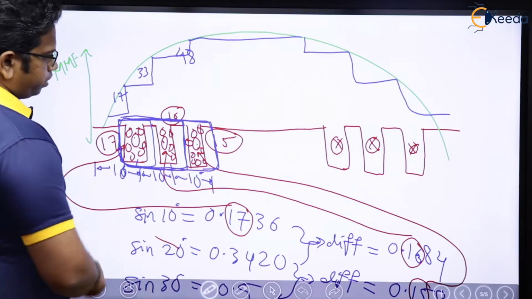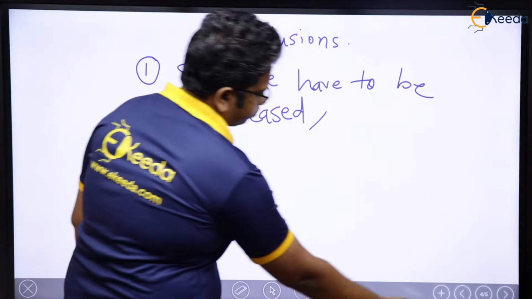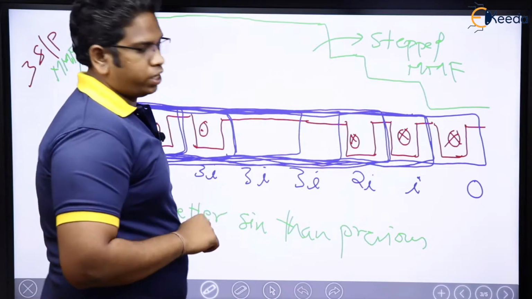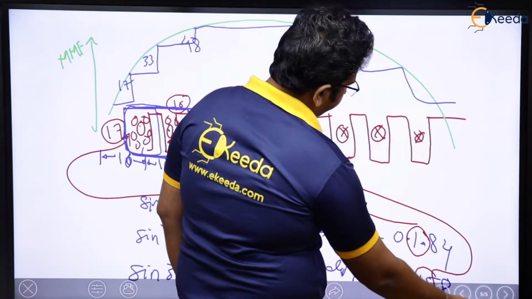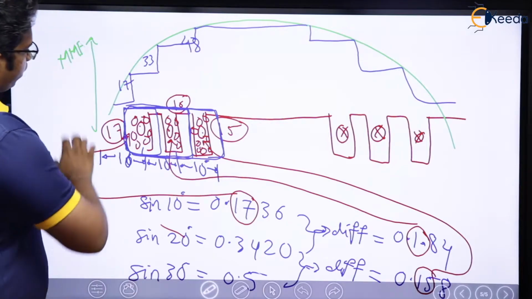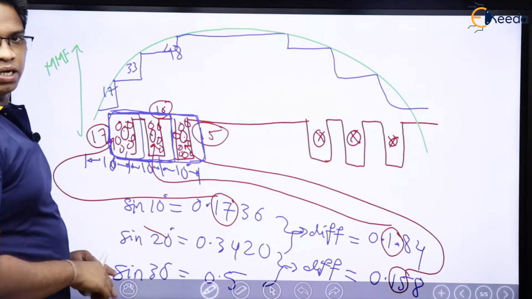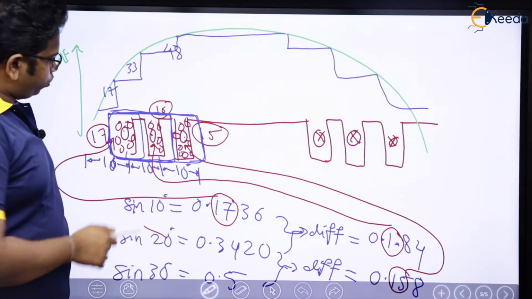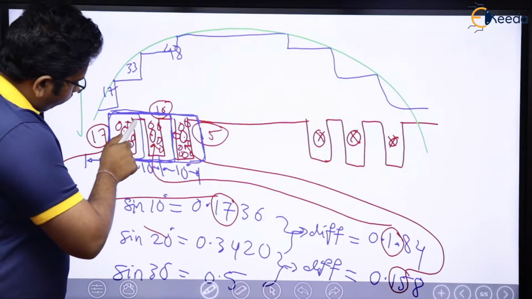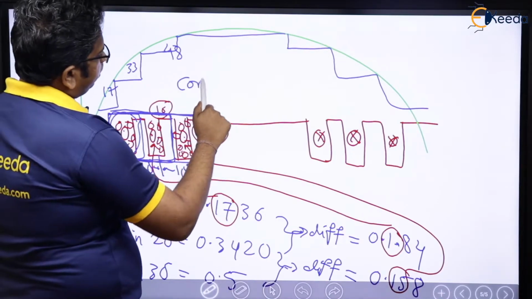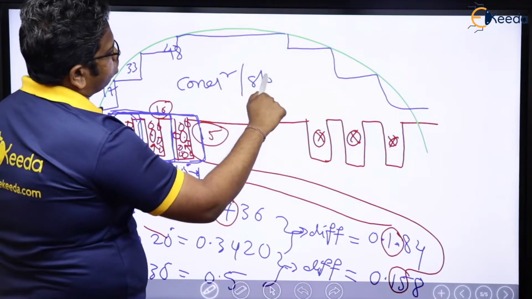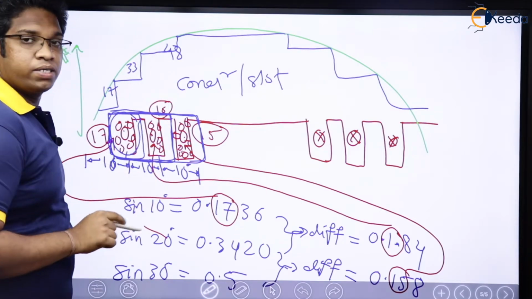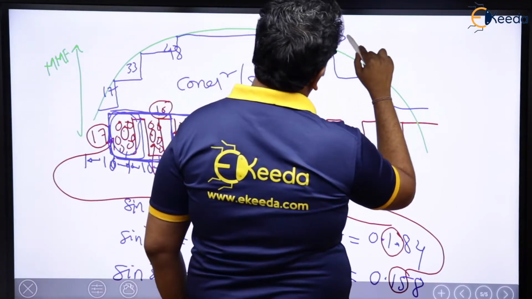So now please tell me, is it better than the previous? Better than the previous. Previously also you got a stepped MMF only. But now, what has happened here? You first imposed the sine wave. And then by using the sine function, you actually found out how many conductors should be there per slot. Conductors per slot, you identified it. And then you have this stepped waveform again. But this is quite better than the previous.